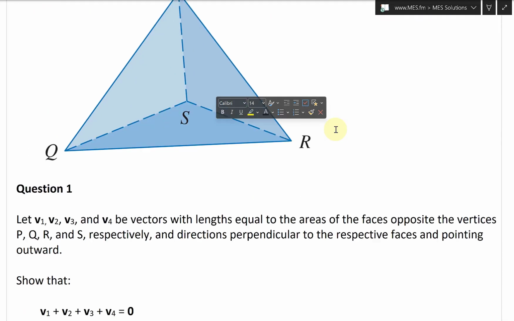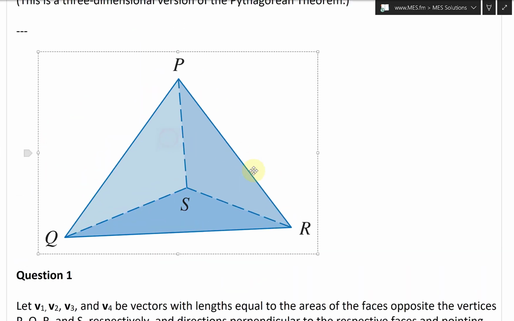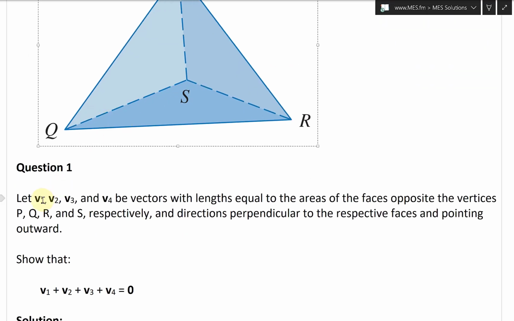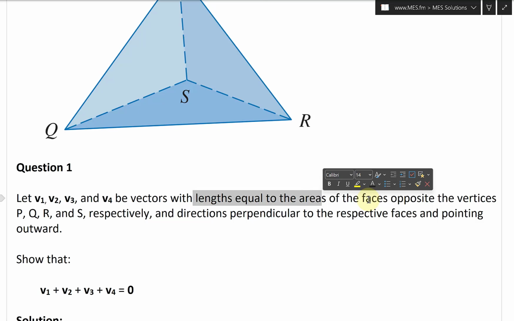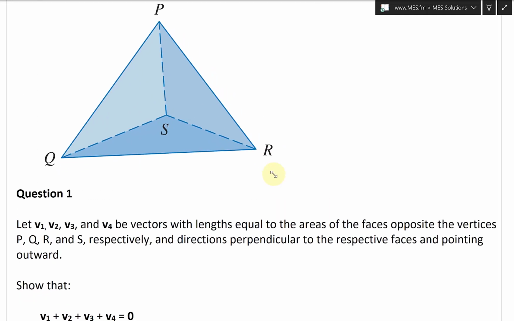All right, so let's just jump right in. And yeah, let's look at question 1. And here I added the tetrahedron right here, just so we don't have to scroll up too high. So question 1: let V1, V2, V3, and V4 be vectors with lengths equal to the areas of the faces opposite the vertices P, Q, R, and S respectively. So in other words, if we have this right here, make this a bit smaller.